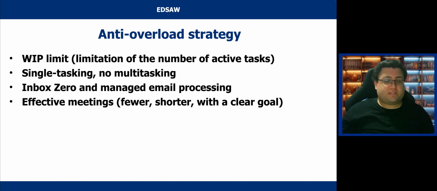The Lean approach offers several strategies to prevent this. The first is the WIP limit, i.e., the limit on the number of active tasks or work in progress. A team or individuals set a maximum, for example, of 2 tasks, and new ones are not added until they are finished. This prevents chaos and increases the quality of work.